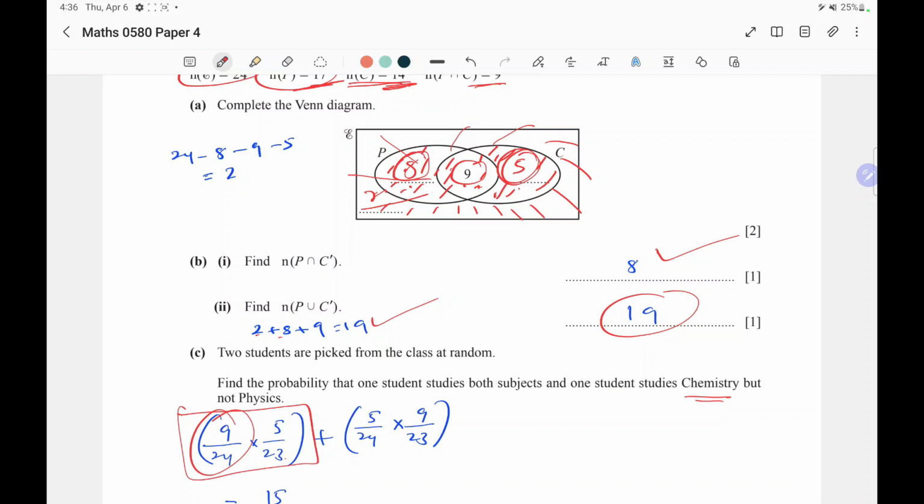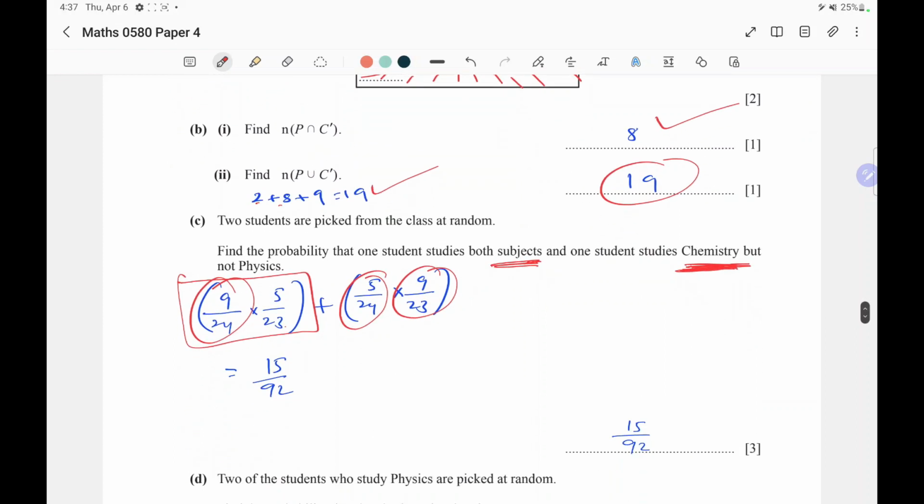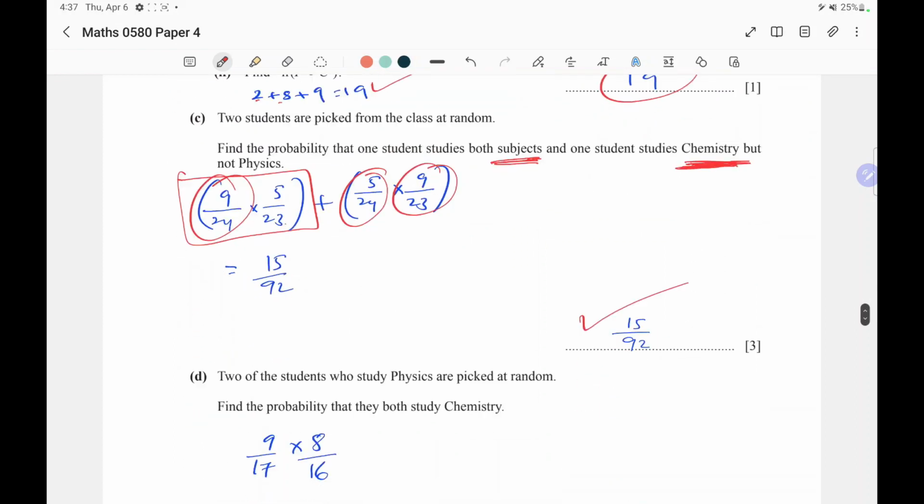So in this case, I'm going to select first one student from both, and then one student who studies chemistry but not physics. But it is also possible that first we consider one student from chemistry but not physics, and then from both. So 5 over 24, then 9 over 23. Just calculate, you will get 15 over 92.